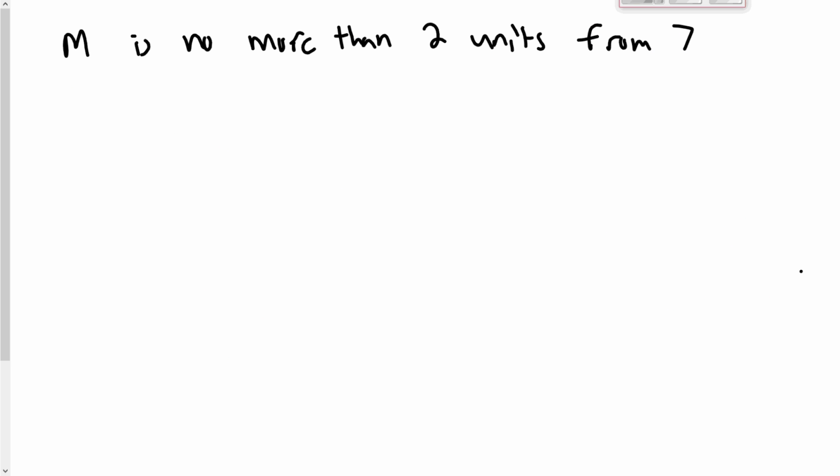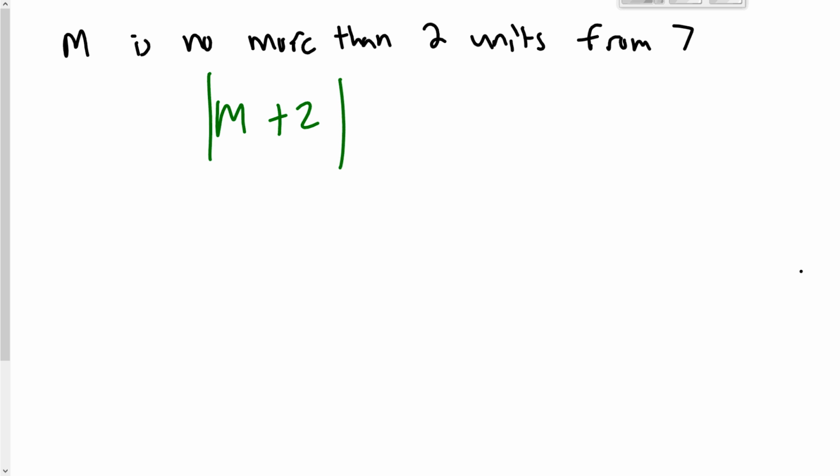Okay, here's kind of a little bit of a word problem. M is no more than 2 units from 7. Okay, so M is no more than 2, so M can't be greater than 2 units from it. So M plus 2, and it can't be more than 2 away from 7.